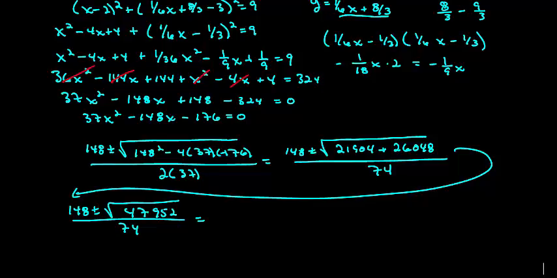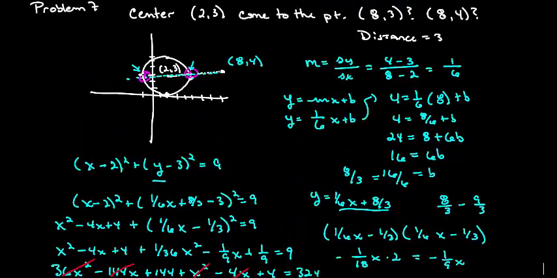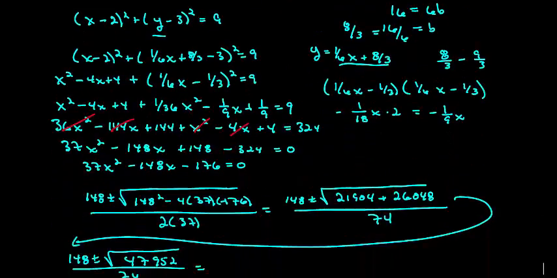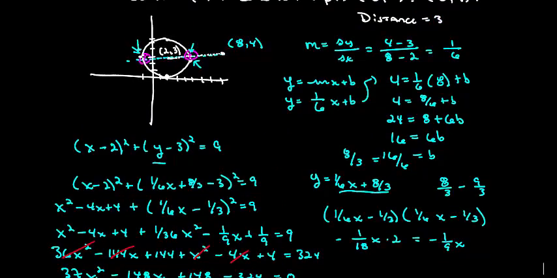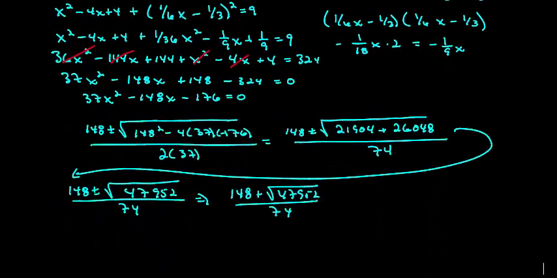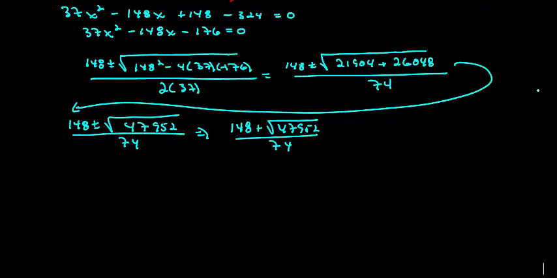Now watch. If you go back up here and you look, we want the guy right here whose x value is positive. Well, if I do the negative here, it'll give me a negative value up top. So I want the positive version of it. So what I want is 148 plus the square root of 47952 over 74. Because the negative one gives me this guy over here, and we don't want that guy, because that's the one that's the furthest away, right? Not the closest.